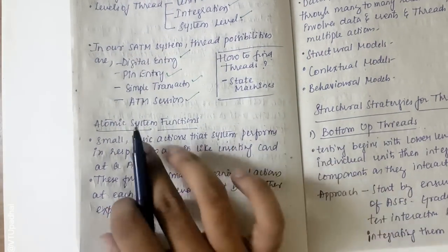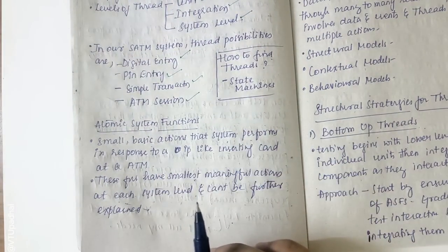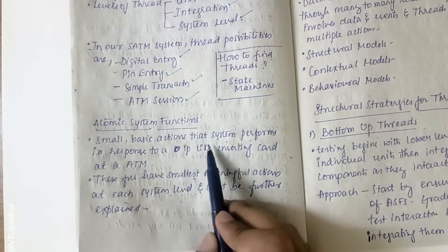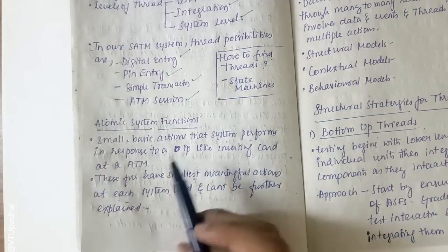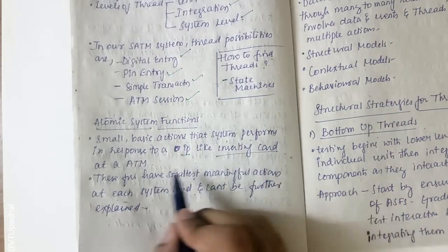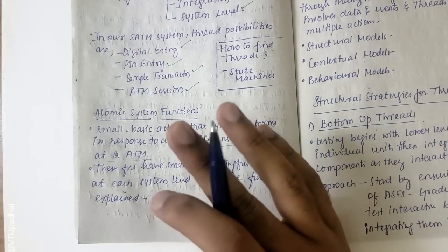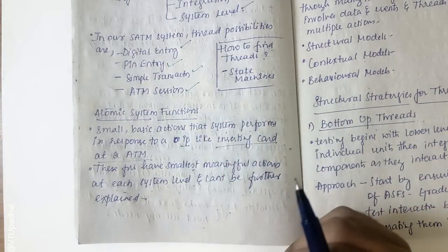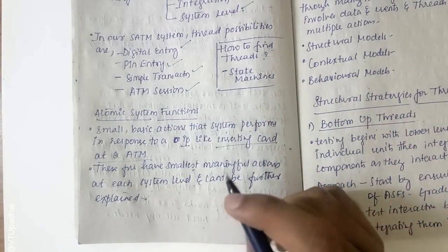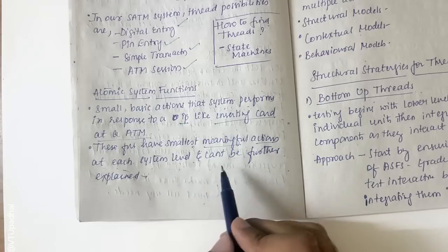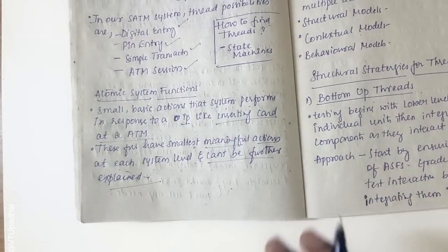Then we have atomic system functions. There's a small topic called atomic system functions. ASFs are small basic actions that the system performs in response to an input, like inserting a card at an ATM. These are the minute actions or operations which are performed. These functions are the smallest meaningful actions at each level and can't be further split.